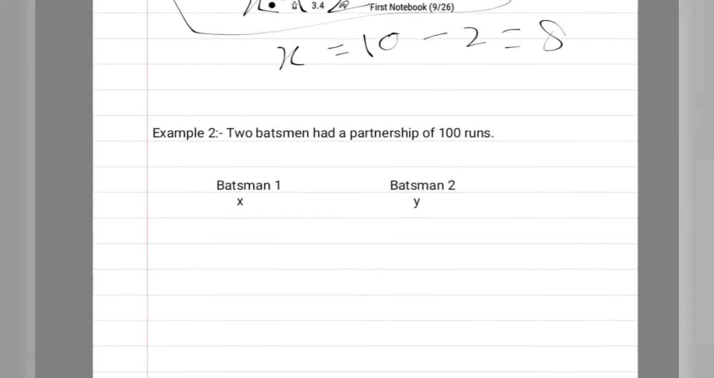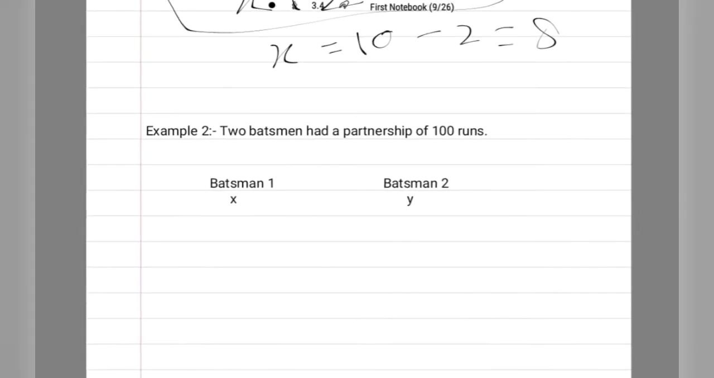And the second example, we have two batsmen who had a partnership of 100 runs. So we do not know how much each of the batsmen had scored. So we can just take that batsman 1 scored x runs and batsman 2 scored y runs. And by combining those, we get a total of 100 runs. So this is how we get the equation as x plus y is equal to 100, right?